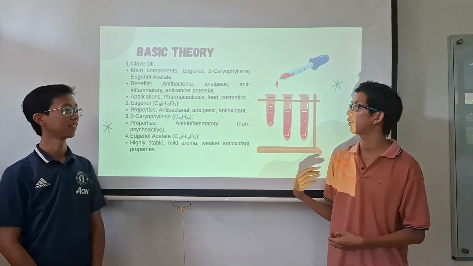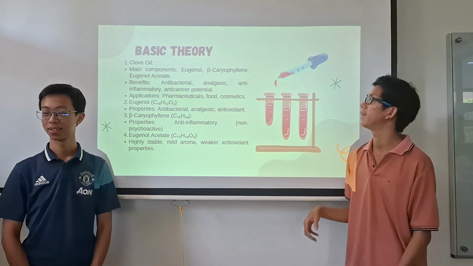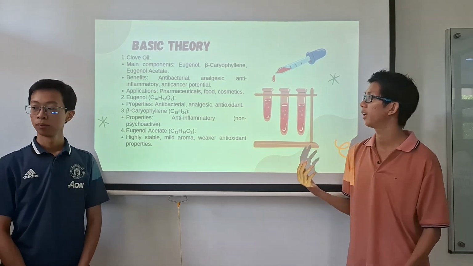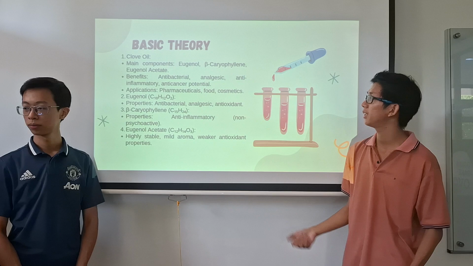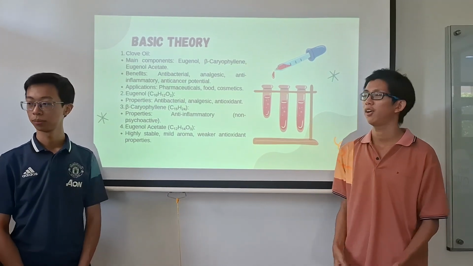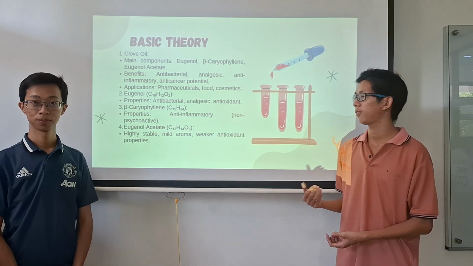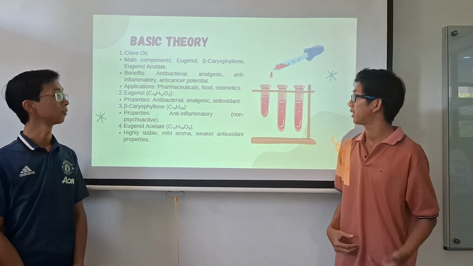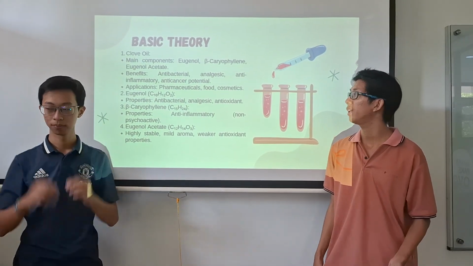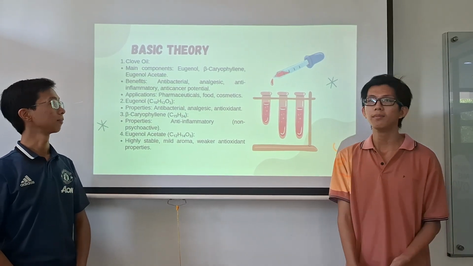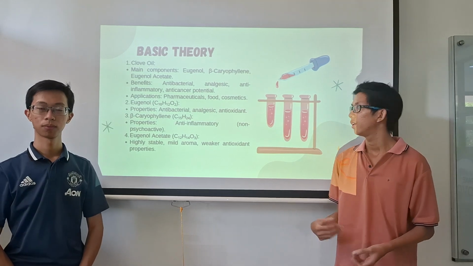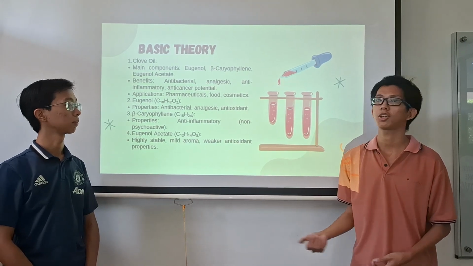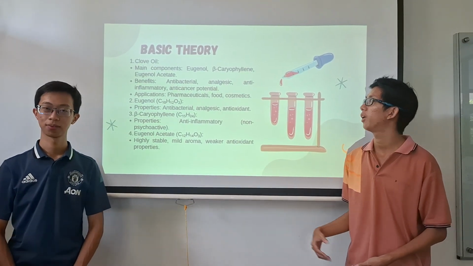Okay, the second part is the basic theory. In this practicum, the basic theory is clove oil. The main components of clove oil are eugenol, beta-caryophyllene, and eugenol acetate. The benefits of clove oil are antibacterial, analgesic, anti-inflammatory, and anti-cancer potential. For applications, clove oil is used in pharmaceutical, food, and cosmetic products.